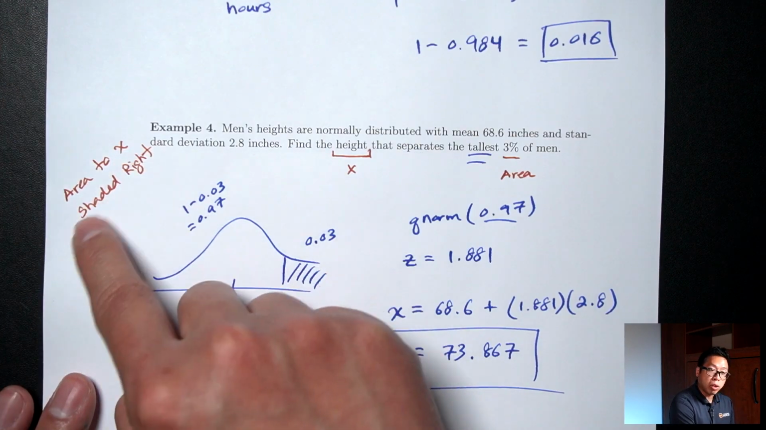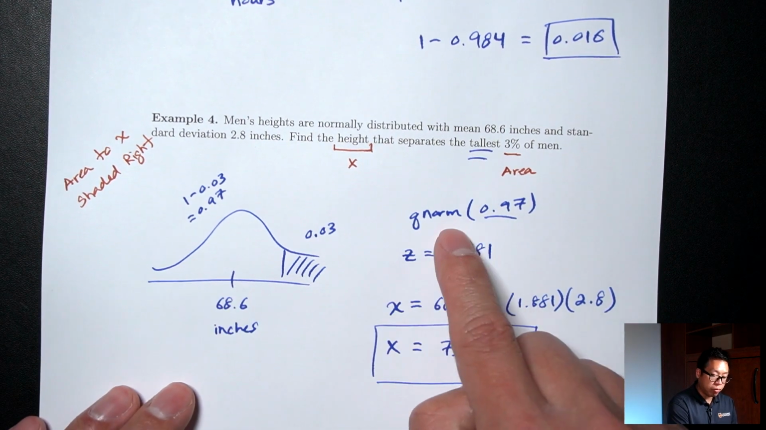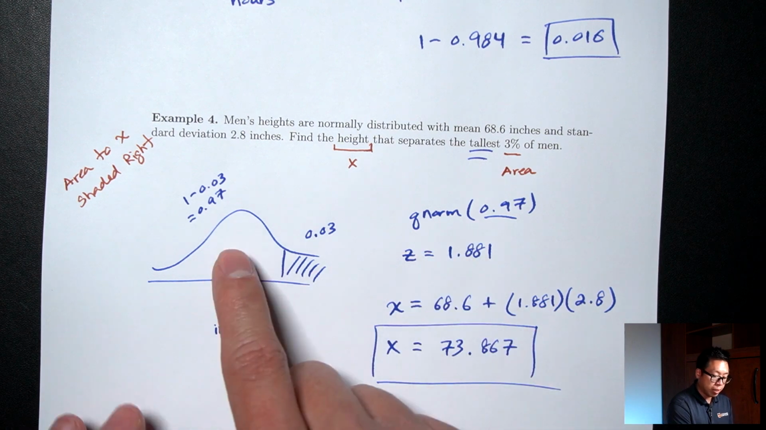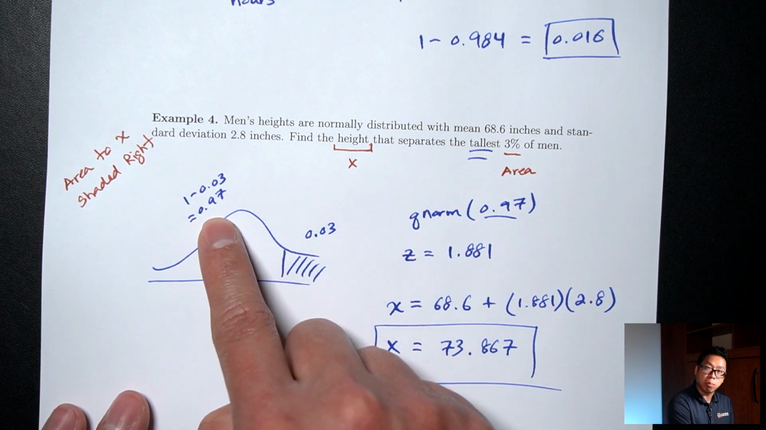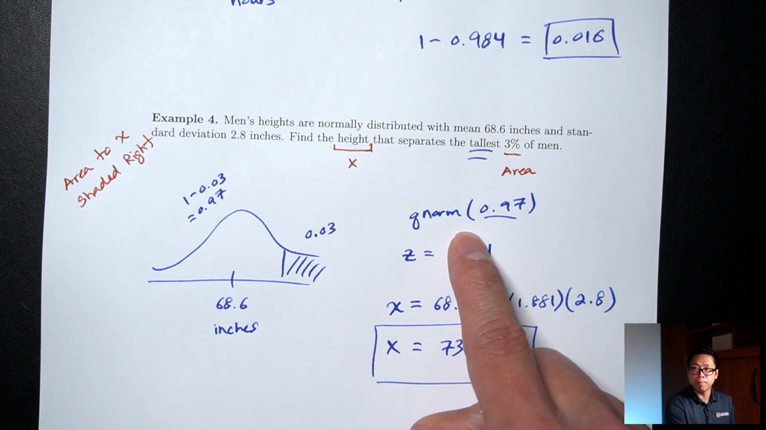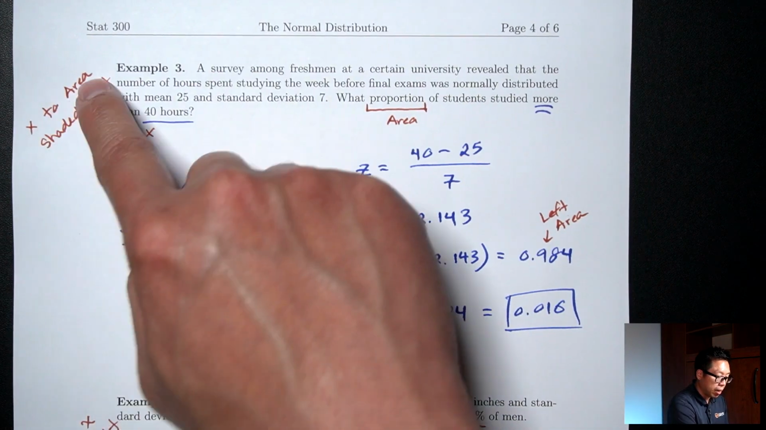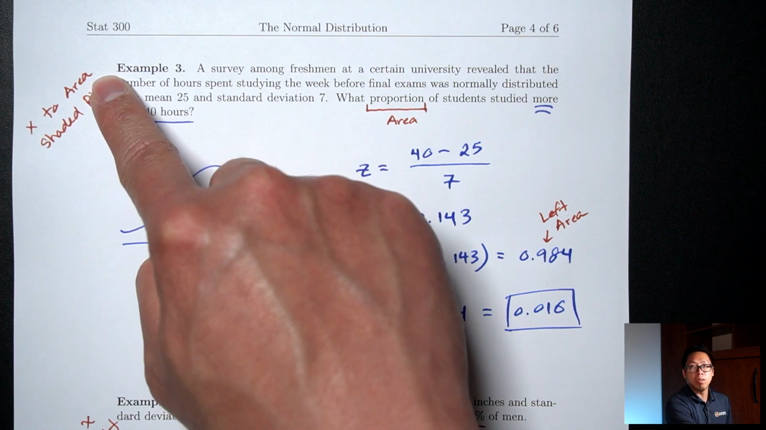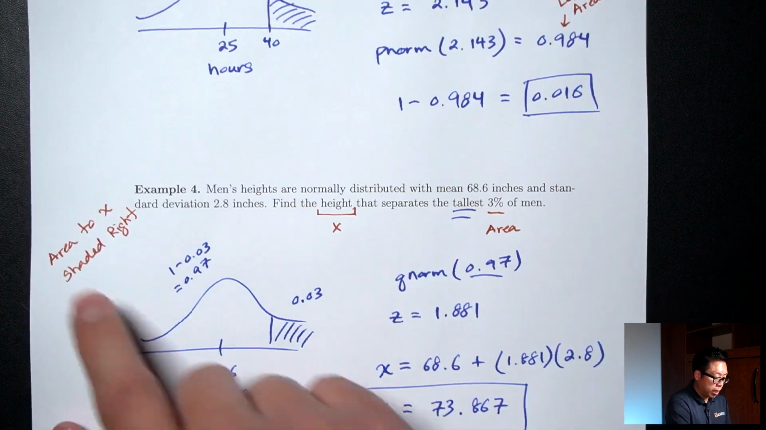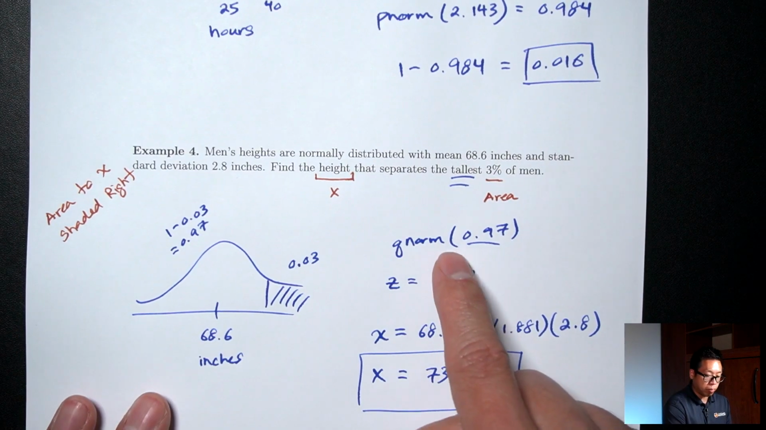For an area to x question, the area is at the beginning. So you're going to do the 1 minus at the very beginning right before you plug it into Q norm, which is what we did there also. We did a 1 minus to get to 0.97, and then we plugged the 0.97 into the first step Q norm. So once again, anytime your picture is shaded to the right, you will have to do a 1 minus, and you're going to do the 1 minus on the area. So if it's an x to area, area is at the end, do the 1 minus at the end. For an area to x, area is at the beginning, do a 1 minus at the beginning right before you plug it into Q norm.